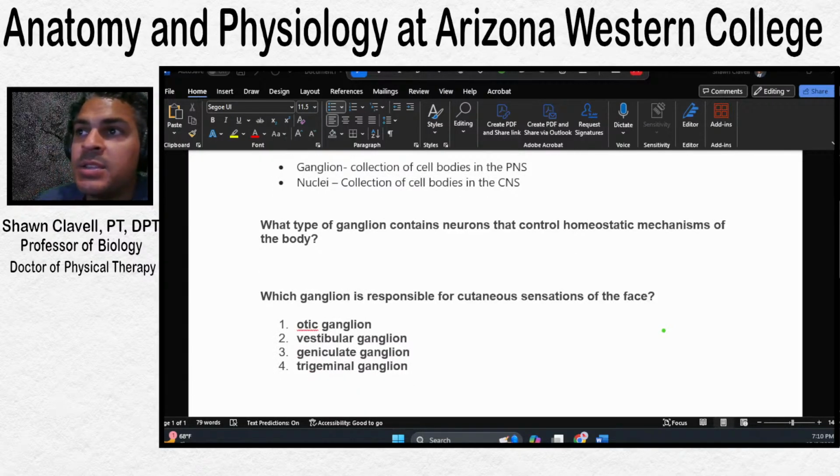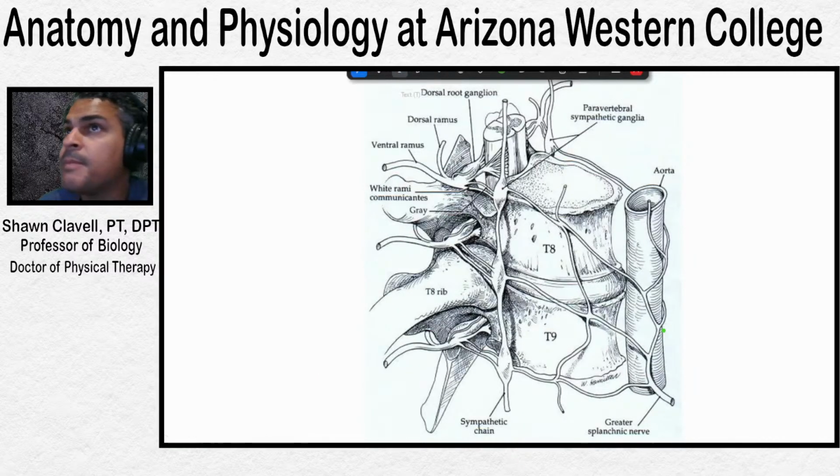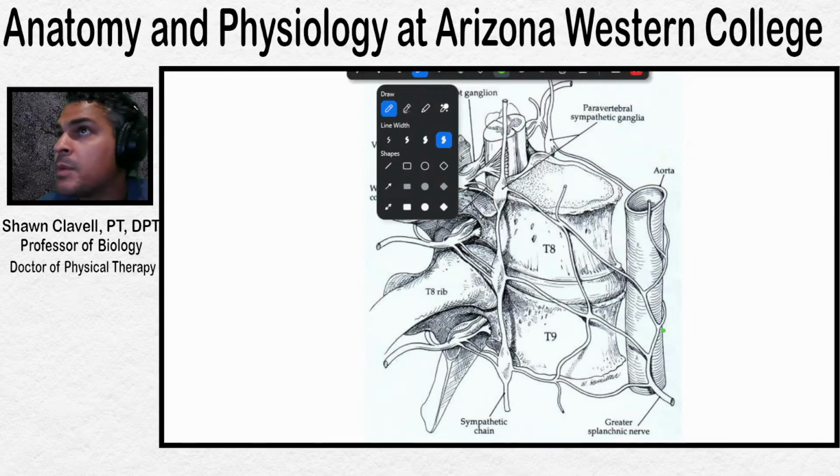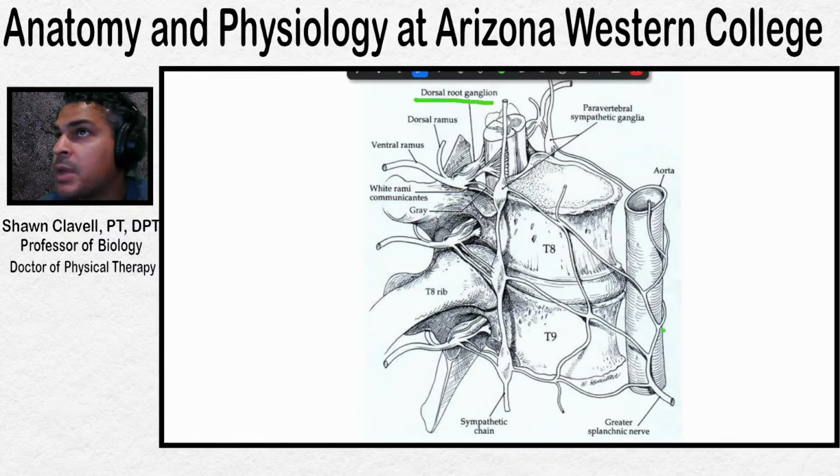What type of ganglion contains neurons that control homeostatic mechanisms of the body? This could be answered in a number of different ways. A homeostatic mechanism is a negative feedback mechanism. There's the sensory component, and the ganglion related to the sensory component of the nervous system would be the dorsal root ganglion.